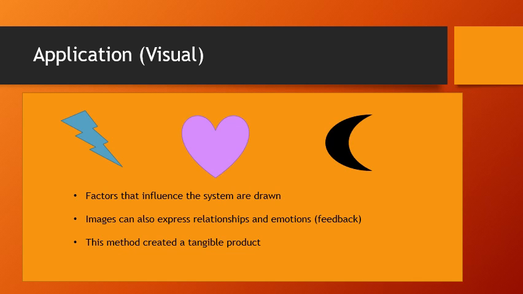When applying open systems mapping in a visual manner, many of the same concepts that were described in the verbal application still hold true. However, in this case, drawings can represent all aspects involved in open systems mapping, which can include factors that influence a system, and also images that express relationships and emotions. This method is very useful as it creates a tangible product that can be used as a visual representation of the process.